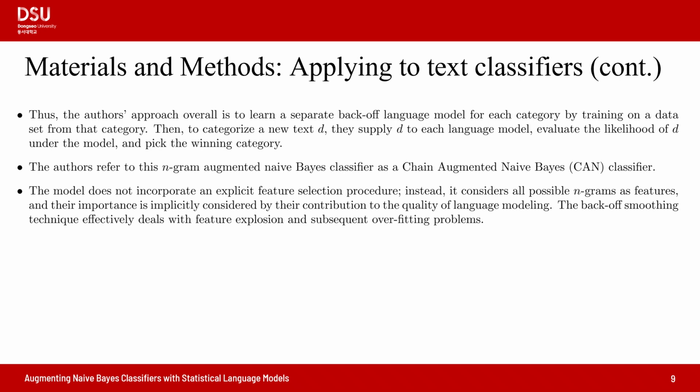The authors refer to this n-gram augmented naive Bayes classifier as a chain augmented naive Bayes classifier, or CAN, as we saw in the introduction. The model does not incorporate an explicit feature selector procedure. Instead, it considers all possible n-grams as features, and their importance is implicitly considered by their contribution to the quality of language modeling. And the back-off smoothing technique that we saw effectively deals with the feature explosion problem that we might encounter and the subsequent overfitting problem as well.